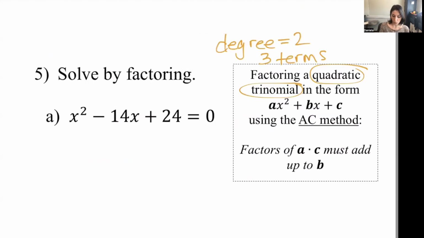So when I'm talking about A's and B's and C's, I am talking about standard form. As we can see, A is the number in front of the x squared always, even if it's rearranged.